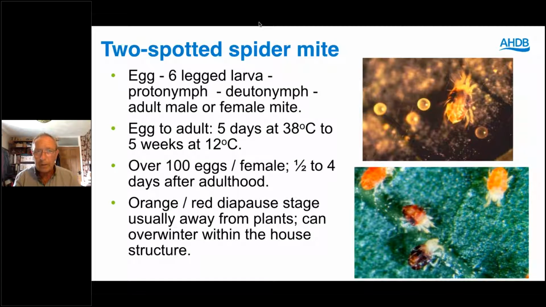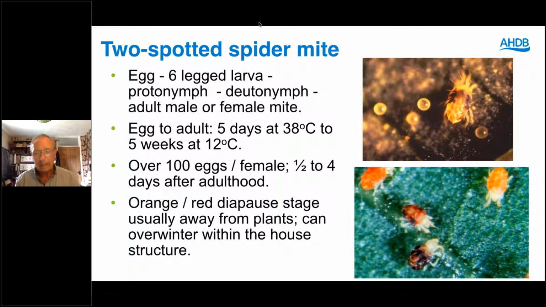If you look at the temperatures and the days it takes, the higher the temperature, the more rapid the development of the spider mite. And again, once they've reached adulthood, we're anything between half a day, 12 hours, before they can start laying eggs. So it's a very, very rapid reproduction cycle.